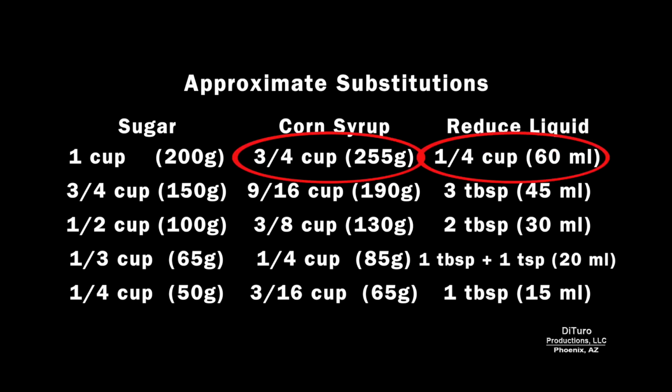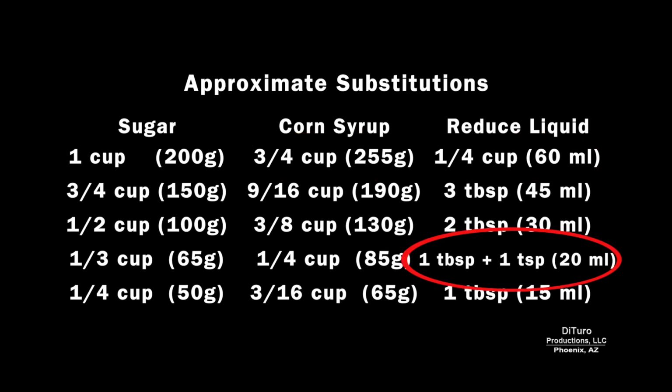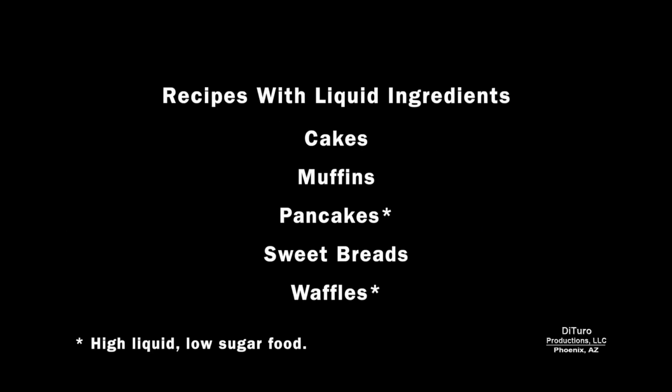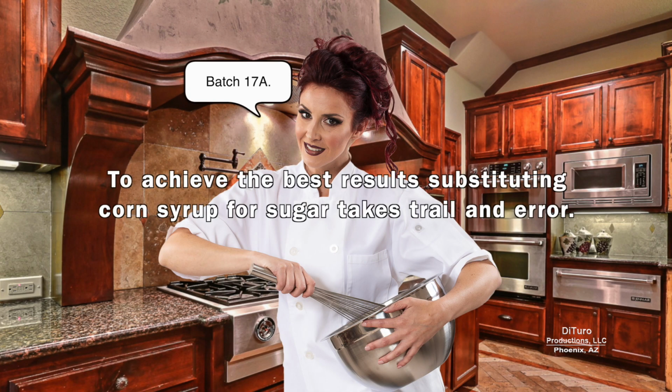When adding 3/4 cup of corn syrup to a recipe, you must have a recipe that has at least 1/4 cup of liquid. The reduction becomes trickier when you're dealing with 1/3 cup increments. Replacing sugar with corn syrup works best in high liquid recipes like cakes, muffins, pancakes, sweetbreads, and waffles. To achieve the best results, substituting corn syrup for sugar takes trial and error.